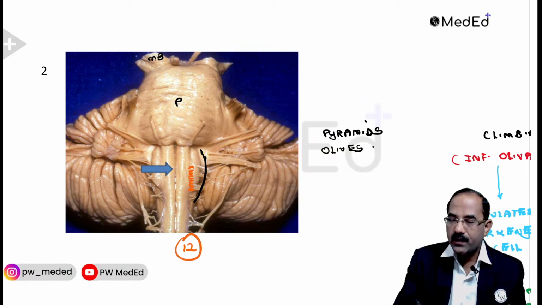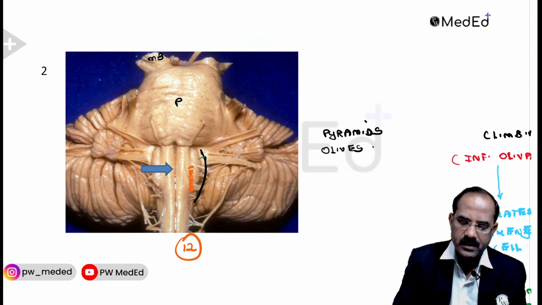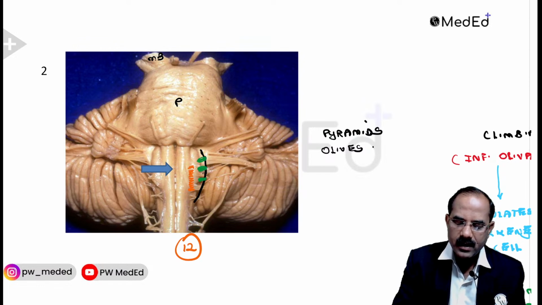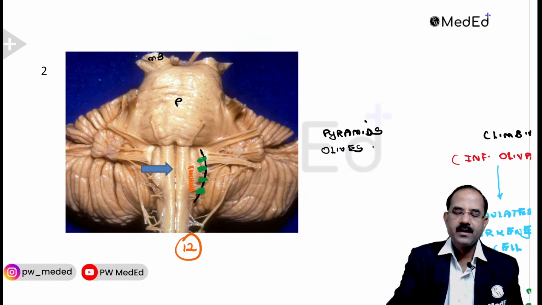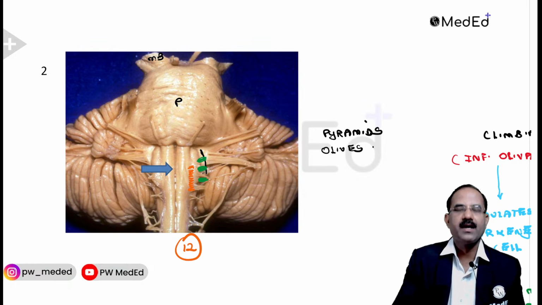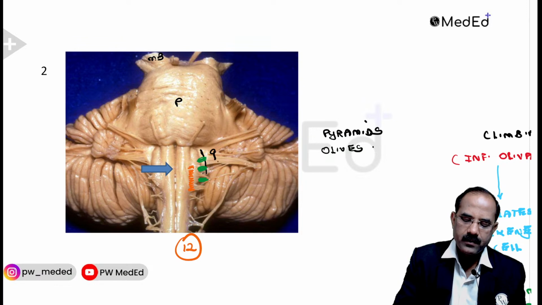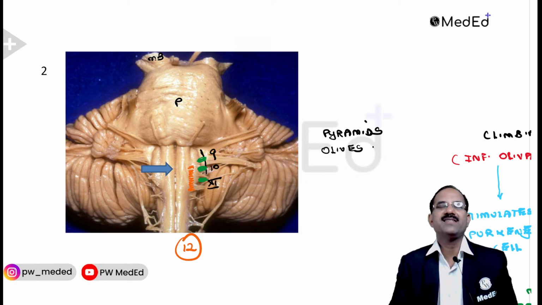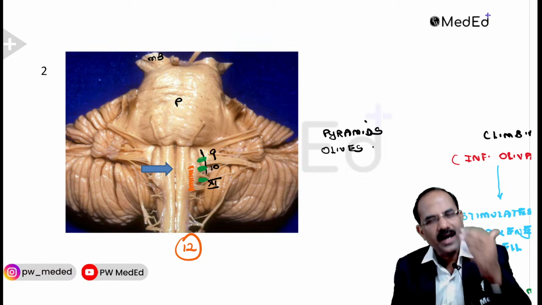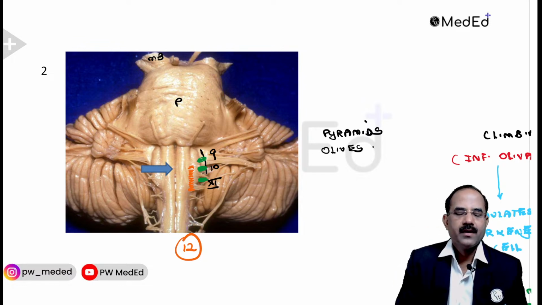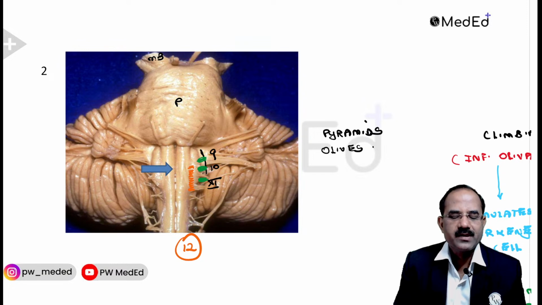And which are the nerves present between the olives and the inferior cerebellar peduncle? That's the 9th, the 10th, and the 11th, the cranial accessory. Very good, you're answering well.